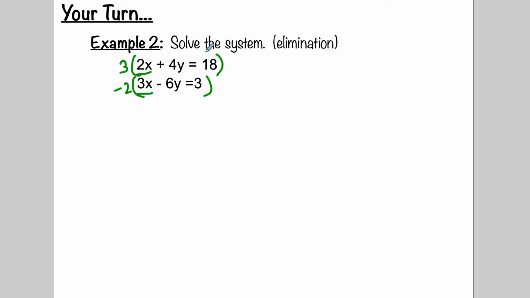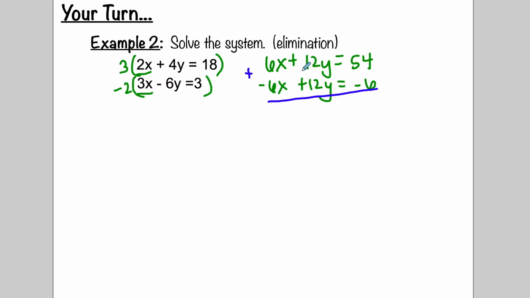So I multiply everybody by 3 on the top one. So I'm going to rewrite it. So I would have 6x plus 12y equals 54. Then I have negative 6x plus 12y equals negative 6. Okay. When I go ahead and add the 2, if I've done elimination correctly, one of the variables will cancel, in this case my x's will. So I'm left with 24y equals 48. And when I divide both sides by 24, I get 2. So y is equal to 2.